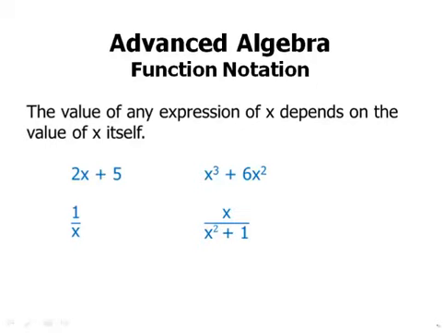Now, of course, with the expression 1 over x, we can't plug in 0, but we could plug in any other number on the number line. For the other 3, we could plug in any number on the number line. We could plug in positive numbers, negative numbers, fractions, and of course, we'd get all kinds of different outputs if we plugged in different inputs. So, changing the value of x, of course, changes the value of the expression.